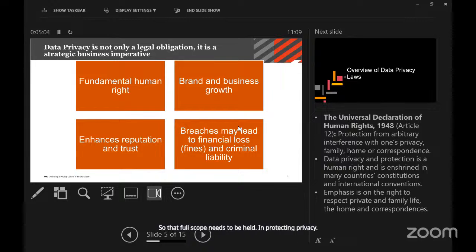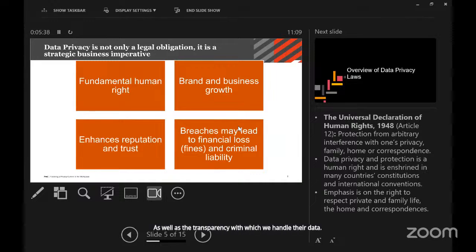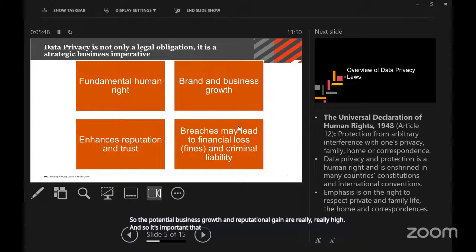The other important reason why we need to mind the culture that we have concerning personal data is the brand and business potential growth that comes from a good privacy culture. So if you're known for having standards and for protecting personal data, most likely you will have the goodwill, the trust, as well as a good reputation, which will solicit more information. And we all know that our customers, our clients will trust us with information to the extent that they are aware of our protection mechanisms, as well as the transparency with which we handle their data. So the potential business growth and reputational gains are really, really high. And so it's important that we have a good culture as well as a good reputation.